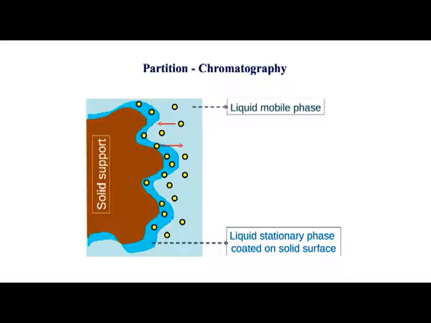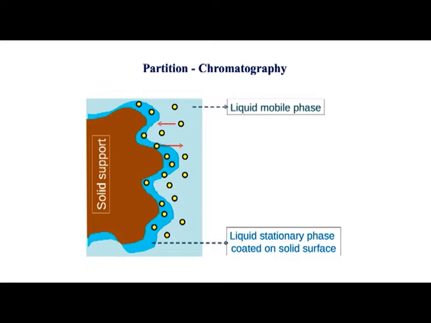First one is partition chromatography. Here the separation is based mainly on the difference in the solubility of the sample components between the two phases, that is the stationary phase and the mobile phase. As we can see in the figure, the stationary phase is a liquid coated on a solid substance. That is, a solid support is there, and a liquid is simply coated over the solid support, which we are using as the stationary phase.